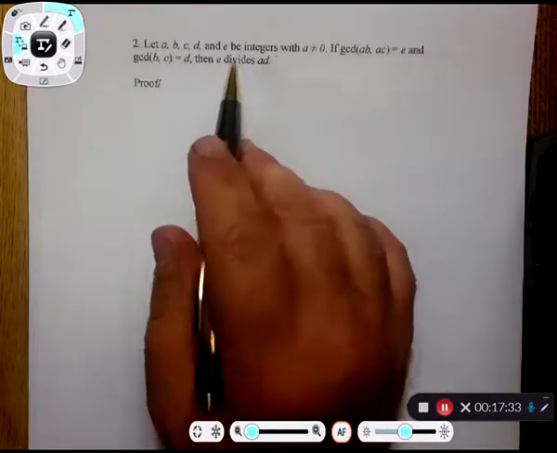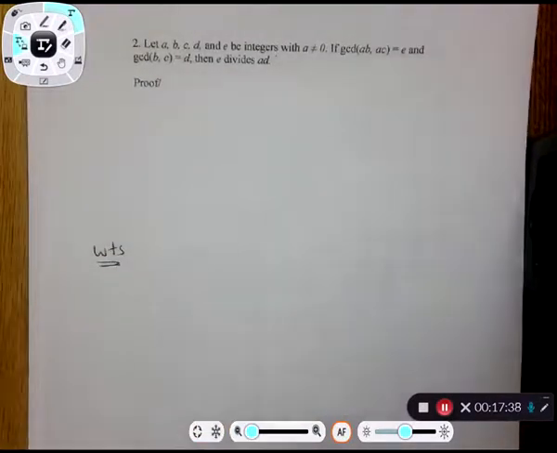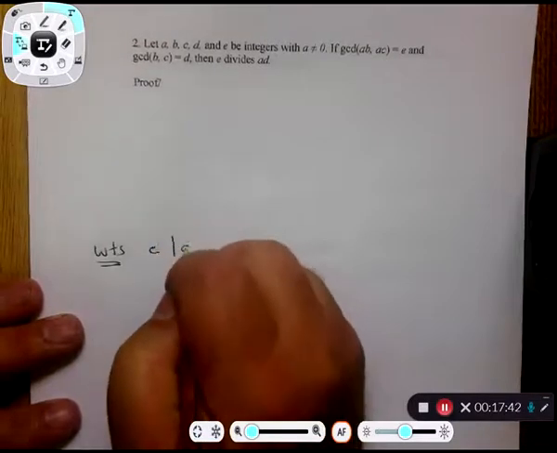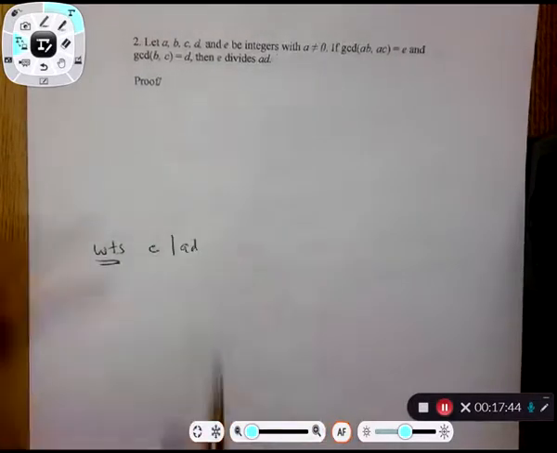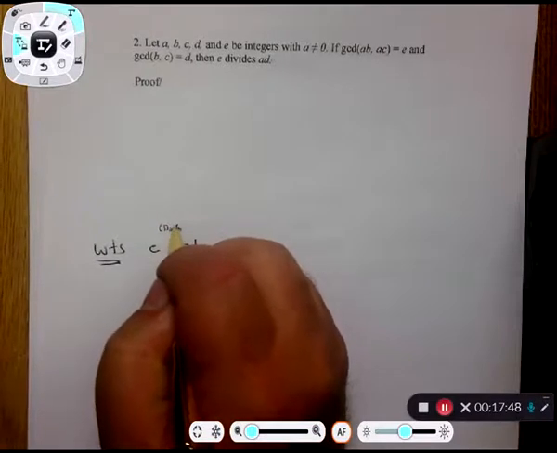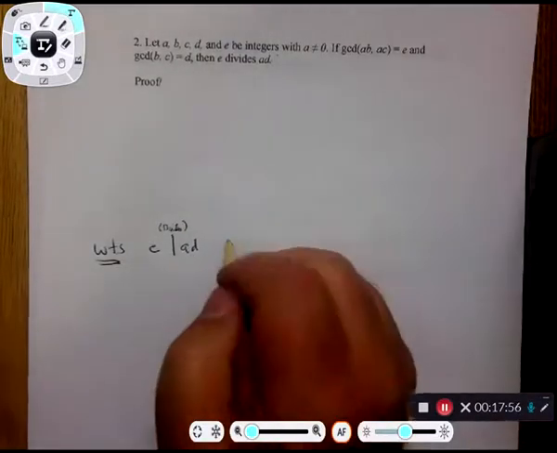I want to show that E divides AD. Now remember, this is my scrap sheet of paper. I actually have to write the word "divides" on my proof, otherwise you're going to start losing even more point totals than you did on the last one. Here, it's a writing intensive class. But E divides AD. What does that mean?